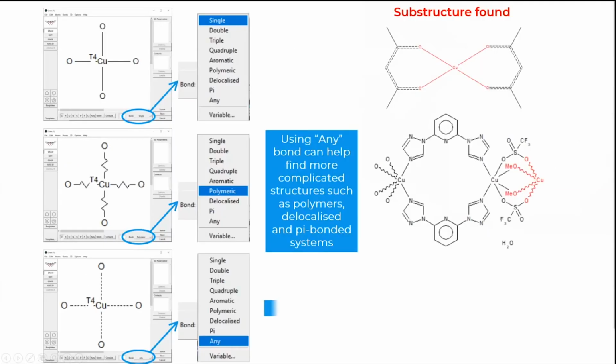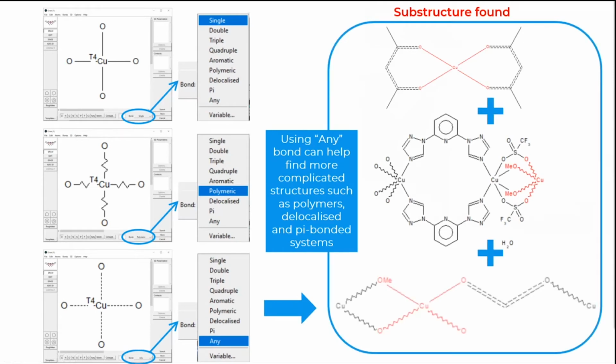This means when you start searching, it's often useful to use any bond. It can help find more complicated structures such as polymers, delocalized and pi bonded systems, and you can then filter your search after that. So here are 3 different ways you could search for a copper surrounded by 4 oxygens, and what new types of structures these different approaches will find.